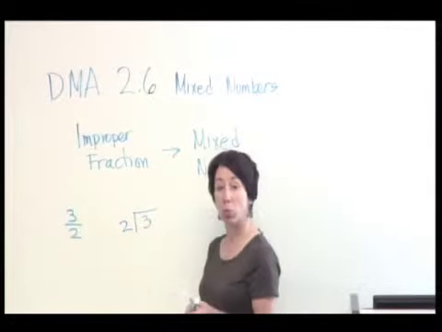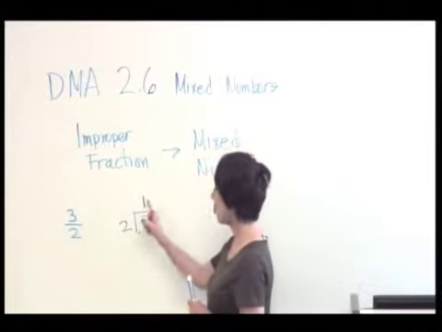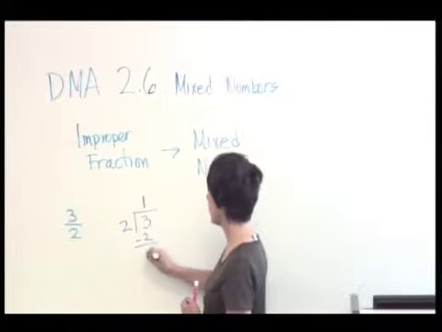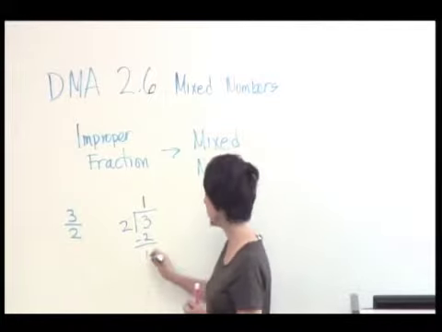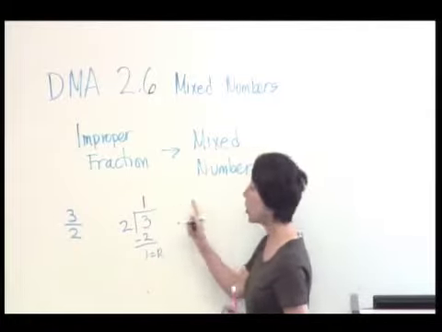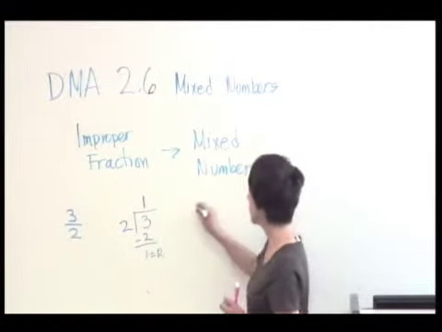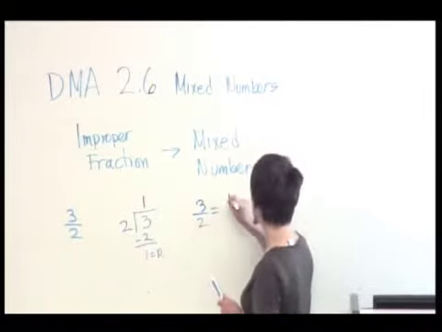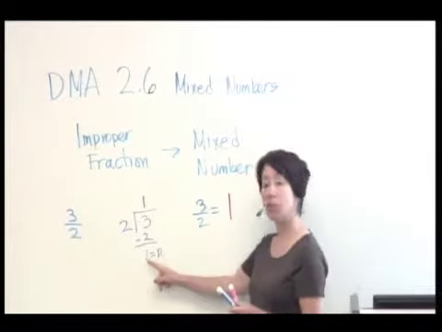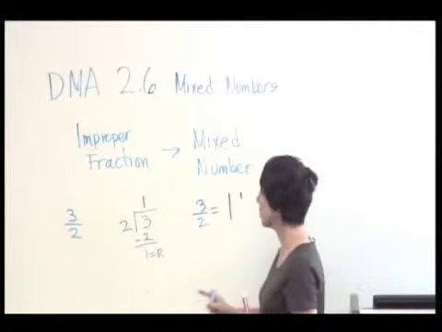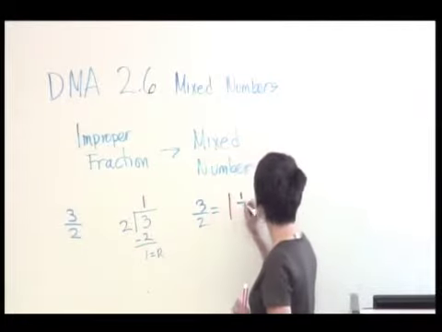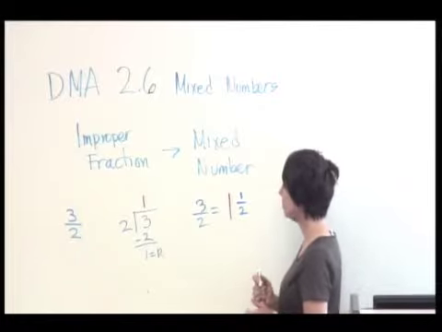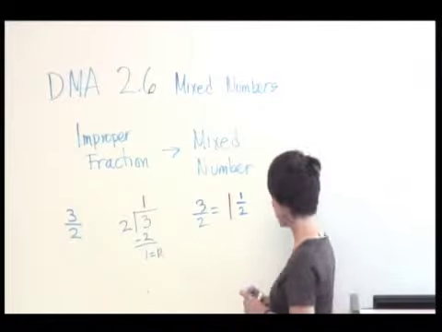So 2 goes into 3 one time. 1 times 2 is 2. And when I subtract, that's my remainder. So when I write 3/2 as a mixed number, my quotient is my whole number. My remainder becomes my new numerator, and my denominator stays the same. All right, let's look at another example.